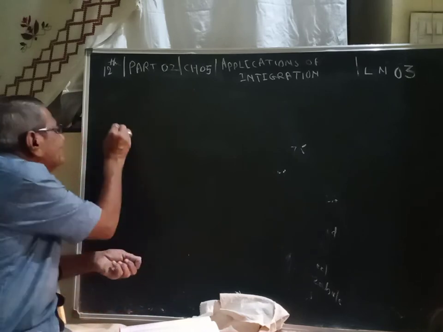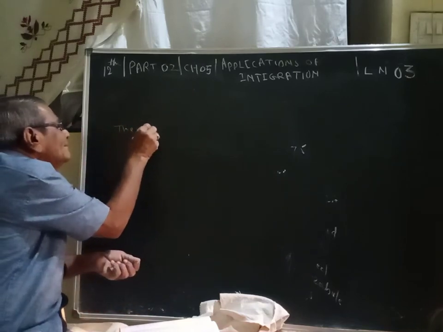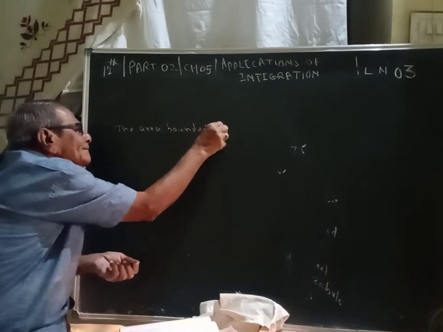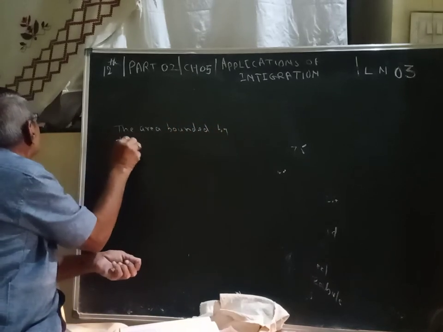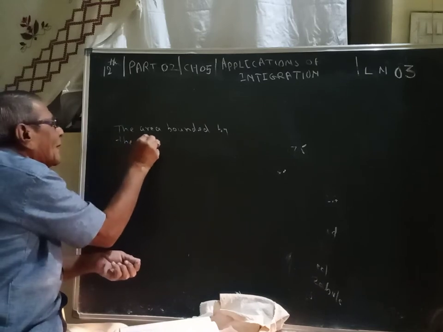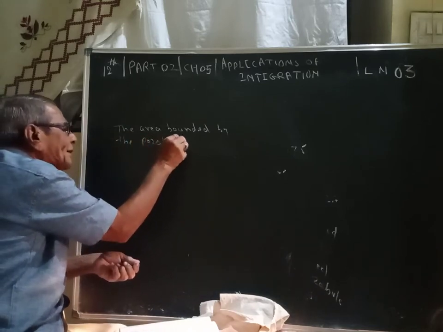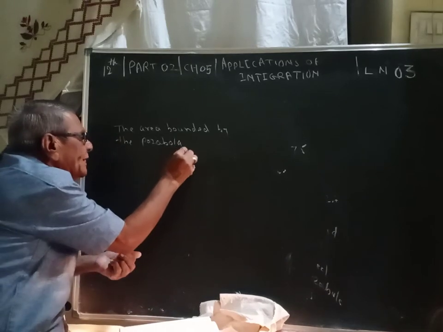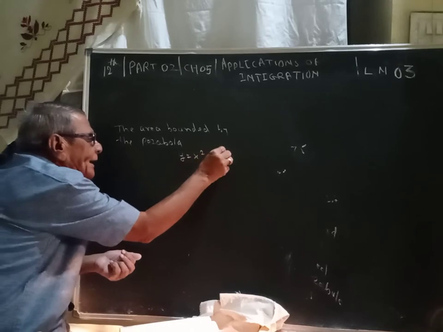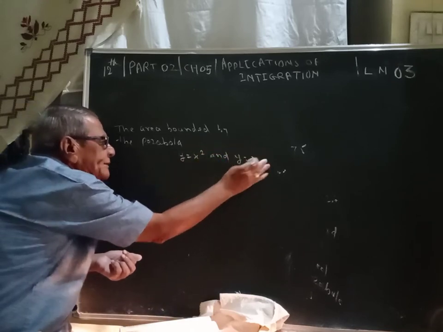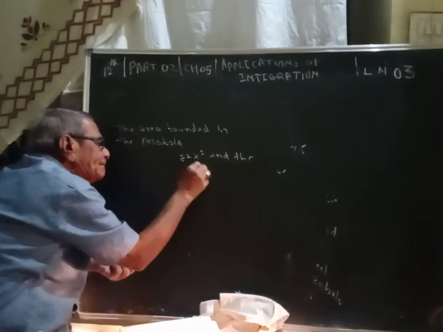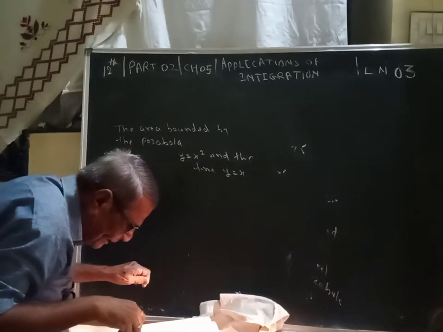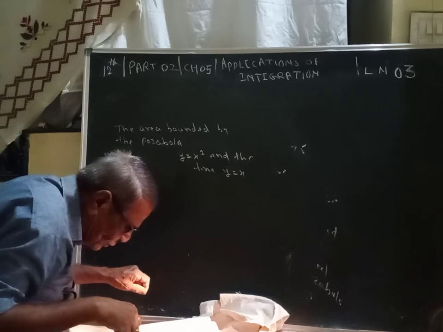The area bounded by the parabola y is equal to x square and the line y is equal to x.